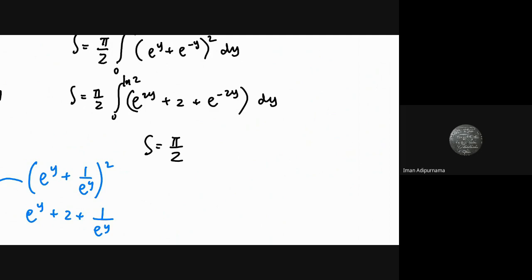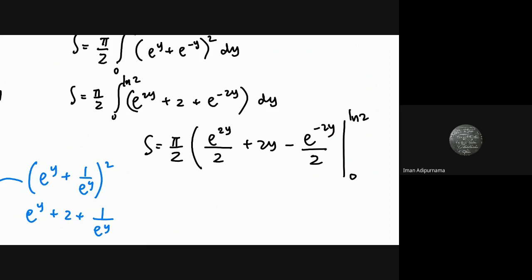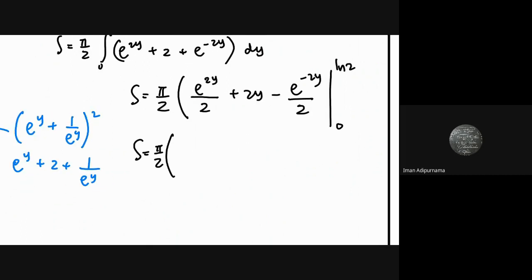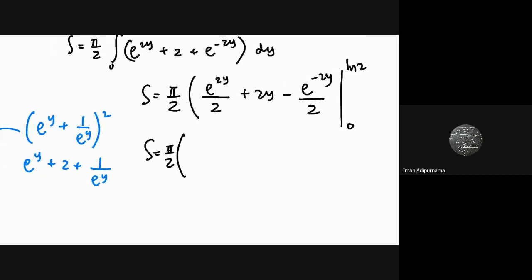Let's solve one by one. This will turn out to be e2y divided by 2 integration plus 2y minus, from 0 to ln2. Let's plug in ln2. ln2 becomes ln4. This is ln4. This becomes 1 over 4 because of the negative. And this will be minus, this is half minus half, because of the e with power of 0.